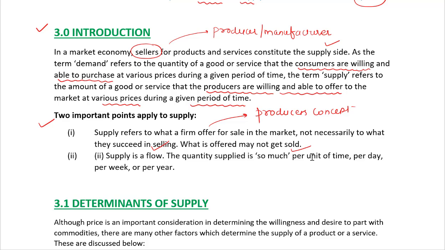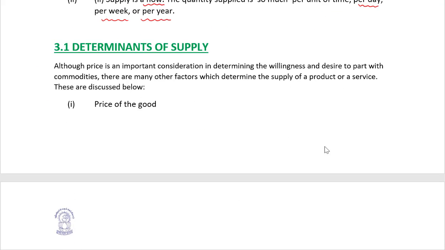Number two, supply is a flow concept. The quantity supplied is so much per unit of time, per day, per week, per year. That means what? Per day, what is the supply? Per week, what is the supply? And per year, what is the supply? We can calculate that.